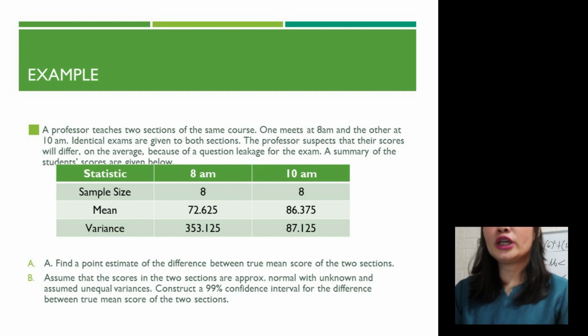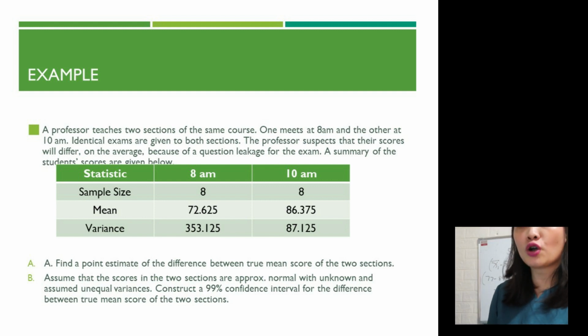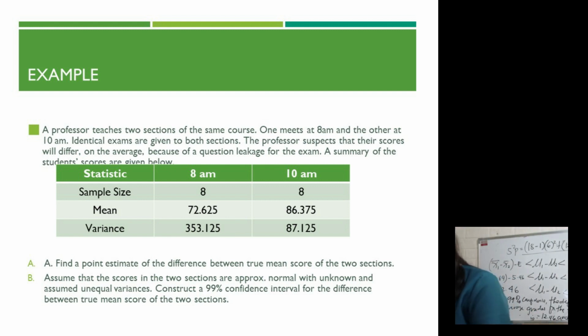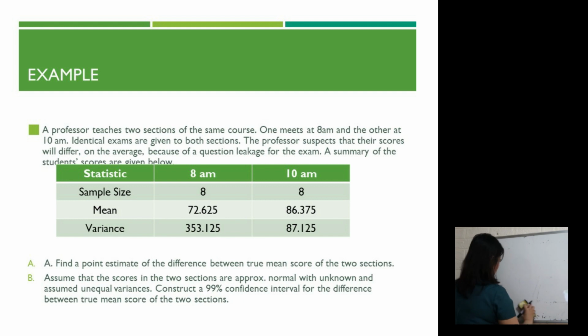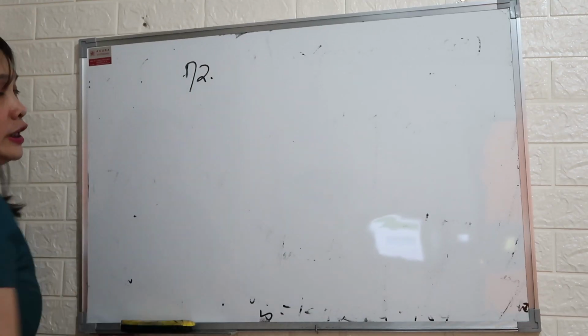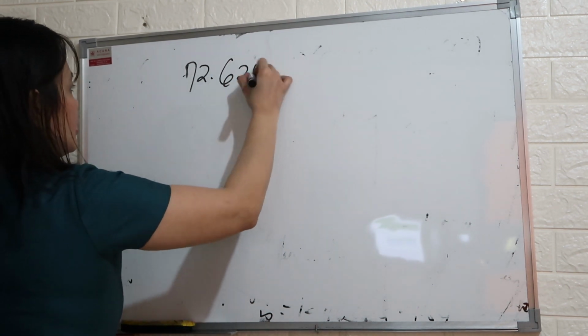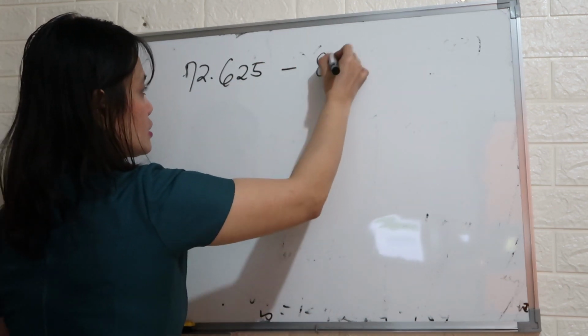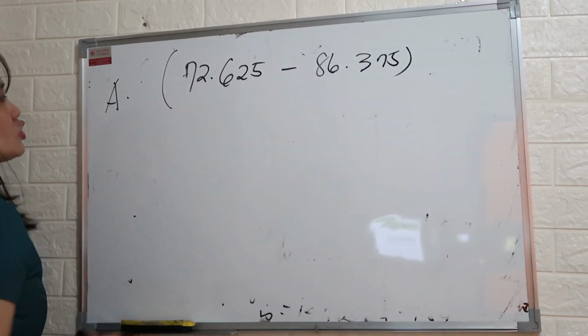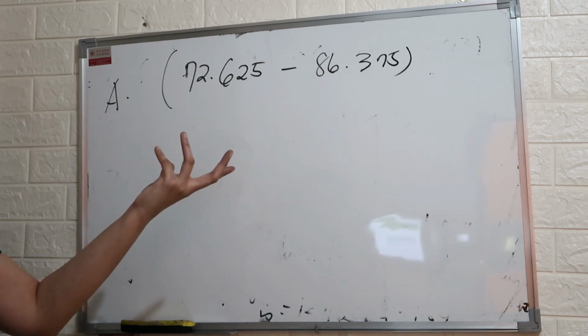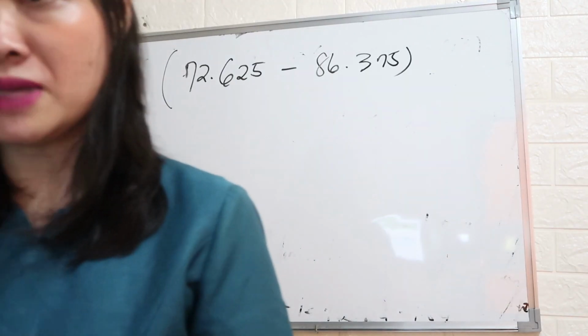Next, find a point estimate of the difference between the mean scores of the two sections. So we need to solve for the mean difference of the two sections. That will be 72.625 minus 86.375.